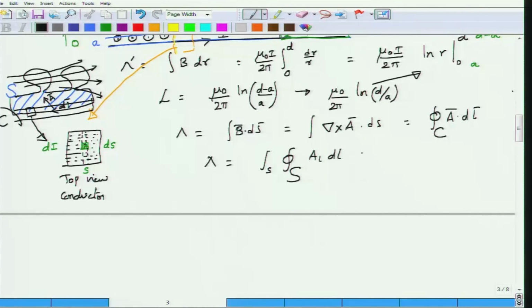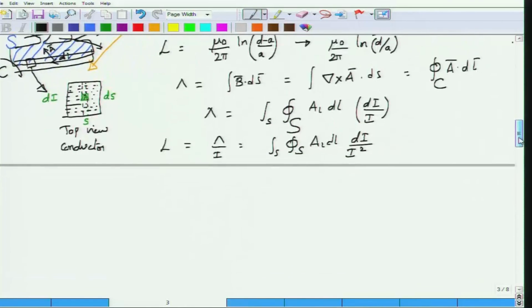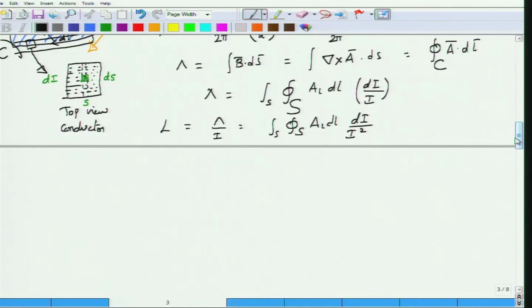So the cross sectional area actually carries a fractional current of di by I. Now I can write down what L is here: the inductance will be lambda by I. So I multiply by I here, and then I get two integrations, a smaller integration over the cross section and a larger integration over the loop, and then A·dl di by I squared. So this is the expression for inductance that we are looking for.